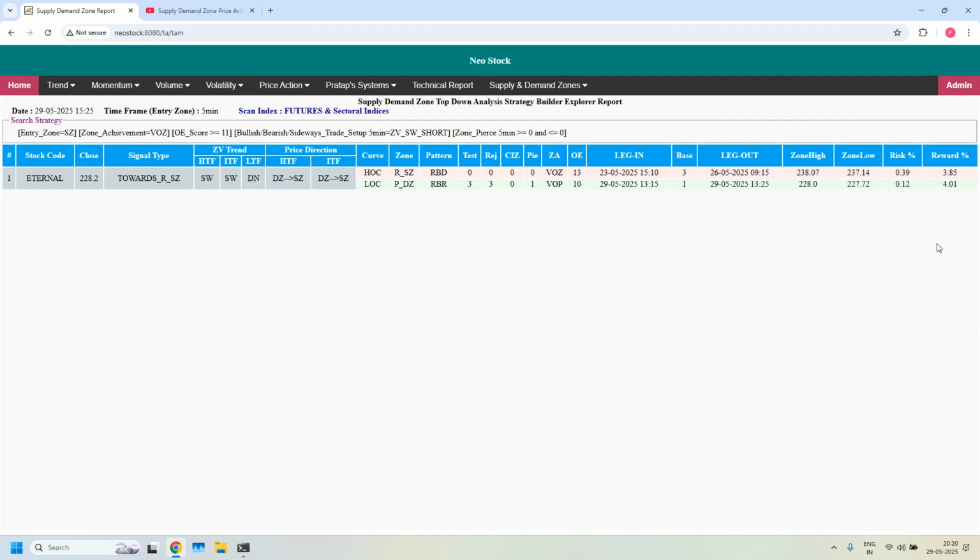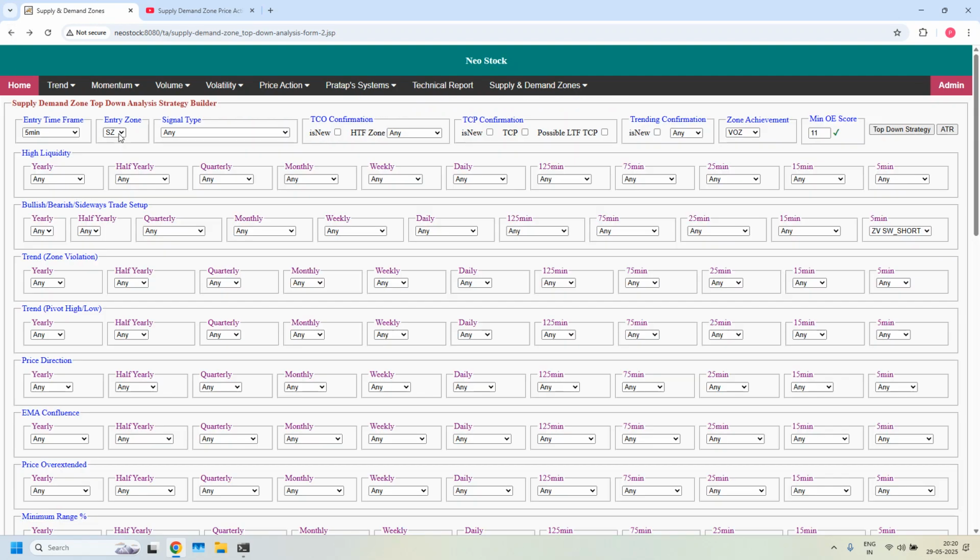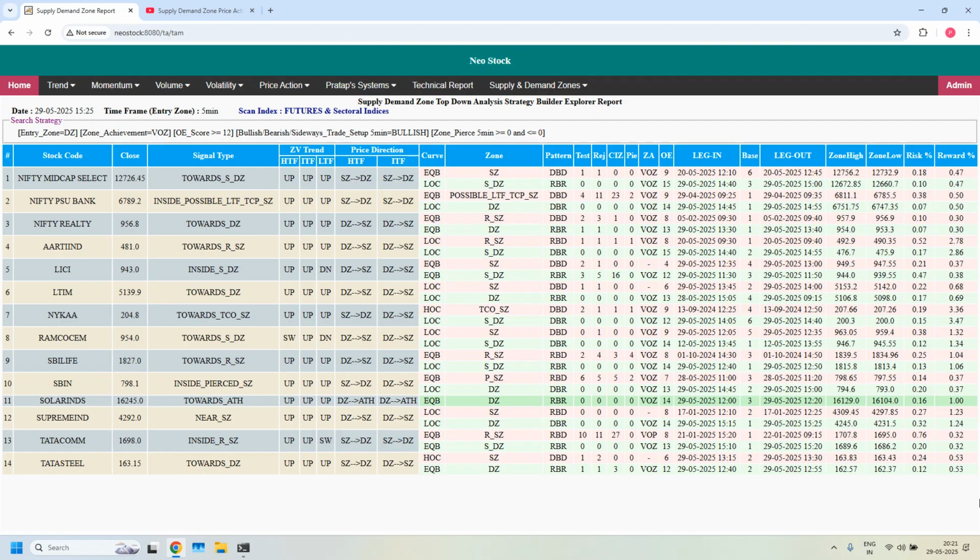Okay. Next, bullish trade setup for hourly income trade. Entry time frame is 5 minutes demand zone, and in bullish or bearish at 5 minutes I am selecting bullish. And in the 3 filters, I am changing only 1 filter, that is minimum odd enhancer score 12 for bullish or bearish. Now all the 3 filters are applied to 5 minutes demand zone. We got 14 stocks supporting bullish trade setup for hourly income trade. Generally, hourly income trade success rate is low. So let's check whether any better stocks are there.